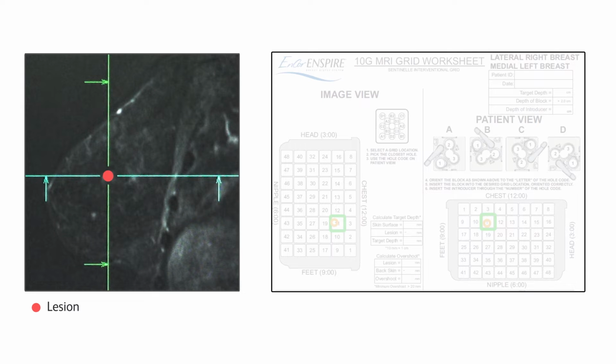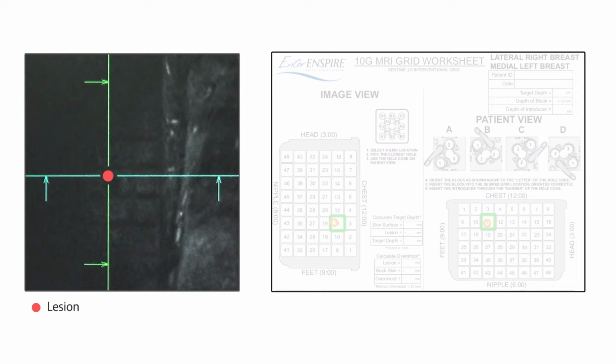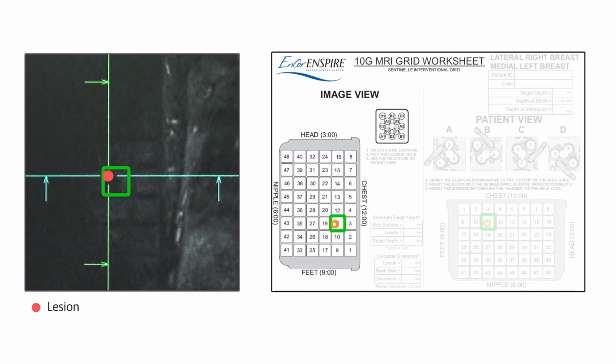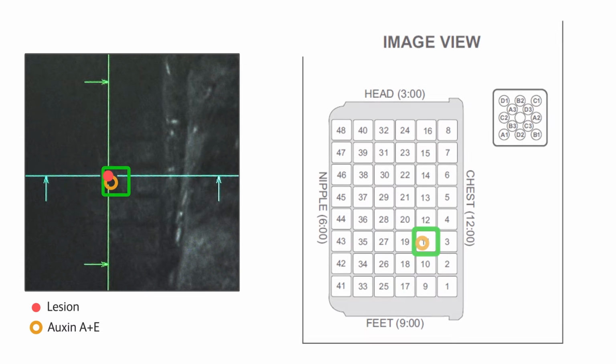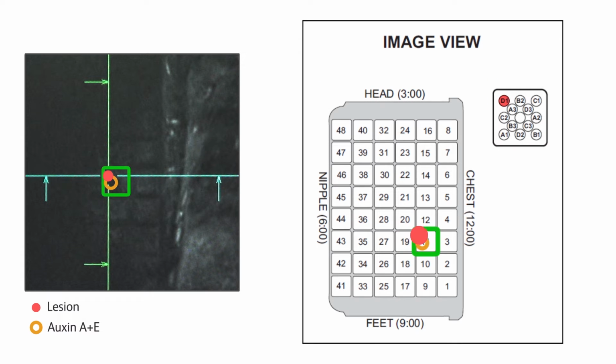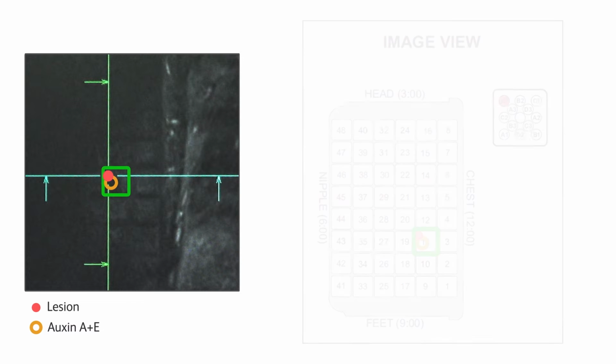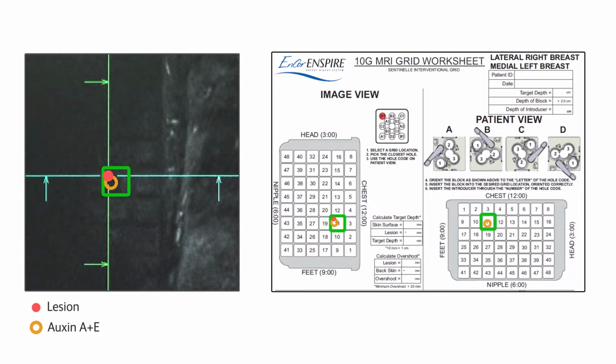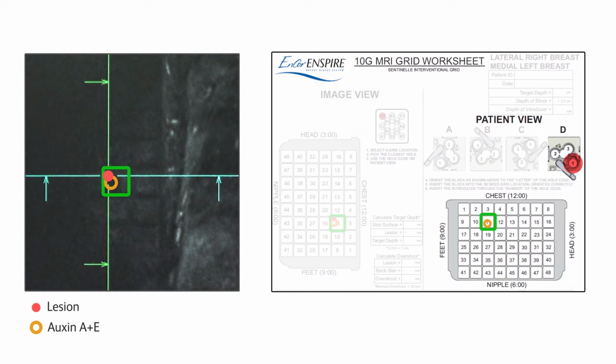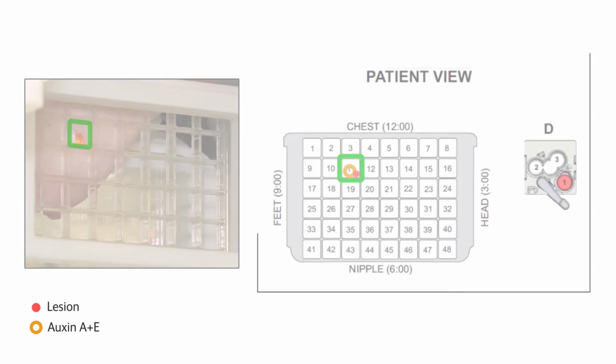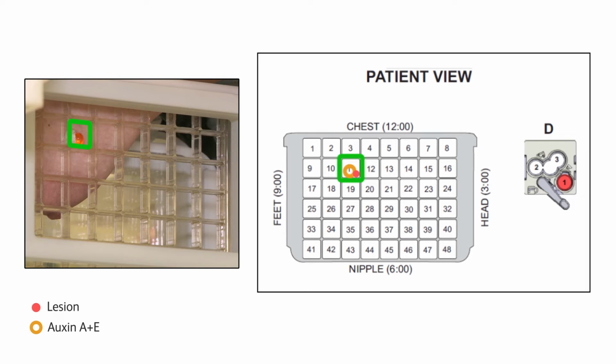The Sentinel interventional grid template, image view, is used to mark the square and precise location of the lesion, which is square number 11, D1. Locate D1 on the grid, patient view, to find the orientation for inserting the needle guide block in square 11.